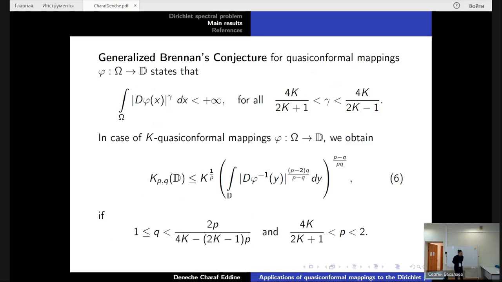How far is it from being proved? For what domains does it hold, or something like that? And as far as I understood, your proof is based on this conjecture, yes? Yes. And so, for what domains do you know that it holds?